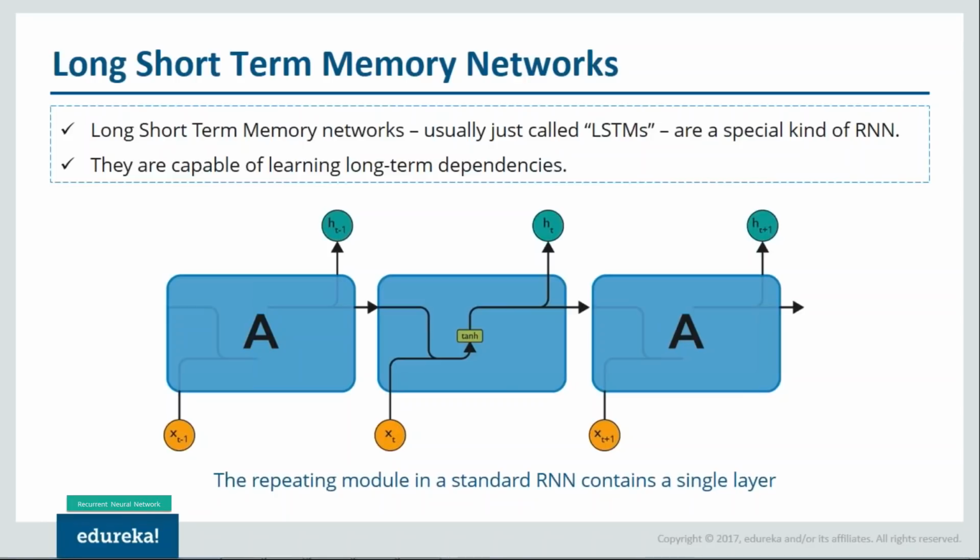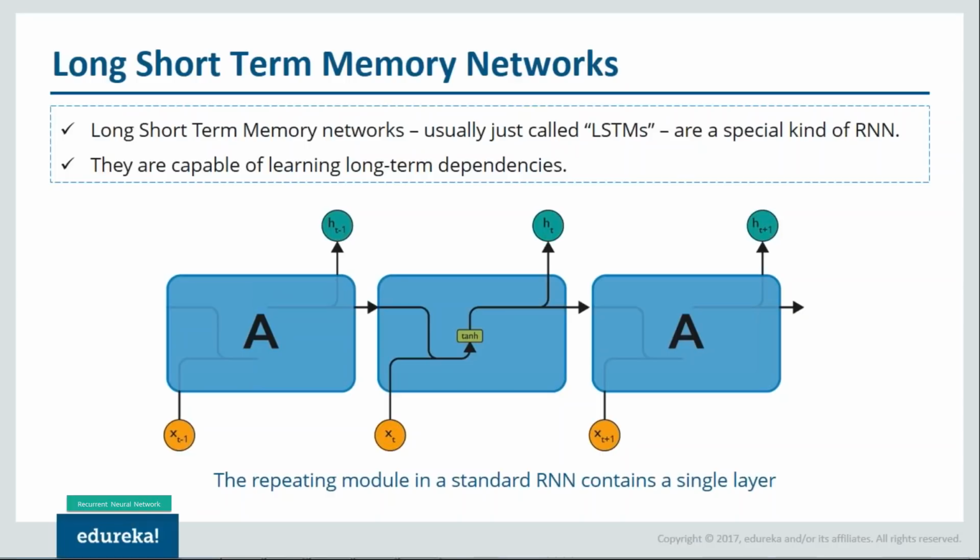Now what are LSTMs? Long short-term memory networks, usually called LSTMs, are nothing but a special kind of recurrent neural network, and these are capable of learning long-term dependencies. Now what are long-term dependencies? I've discussed that in the previous slide, but I'll explain it here as well. Sometimes we only need to look at the recent information to perform the present task. Let me give you an example. Consider a language model trying to predict the next word based on the previous ones.